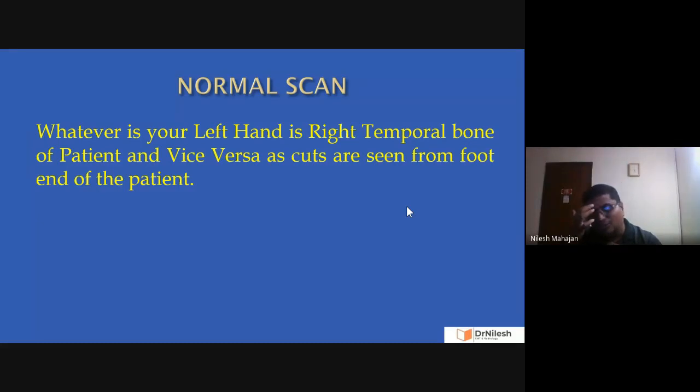Still, I advise you, I have seen many times that sometimes the scans are printed in the reverse direction. So you should always look at the L and R symbol whenever you are looking at a particular scan. But almost all the time, 99% of the time, they will be printed in this convention only, which is worldwide accepted. That is, whatever is at our left hand is the right temporal bone, and whatever is at the right hand is the left temporal bone. As I told you, because we are seeing scans from the foot end of the patient.